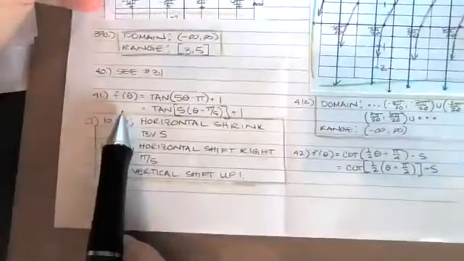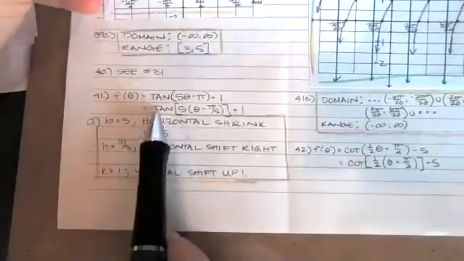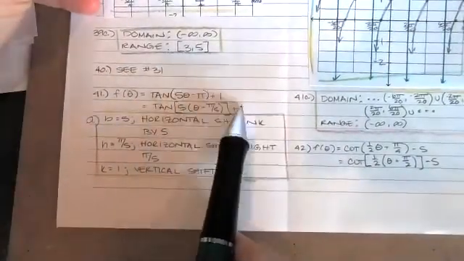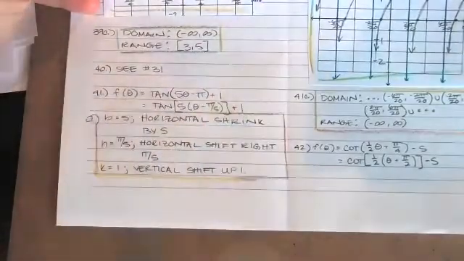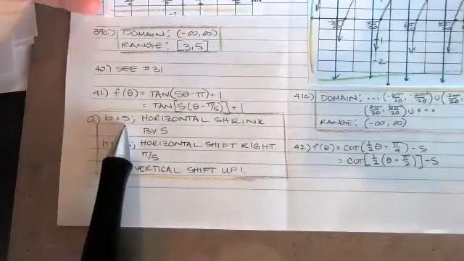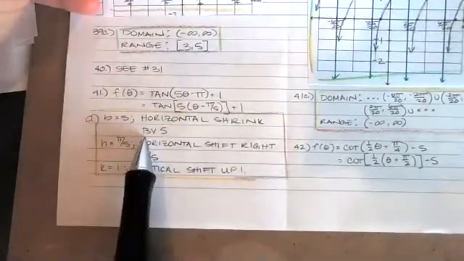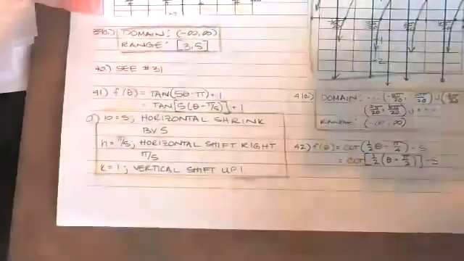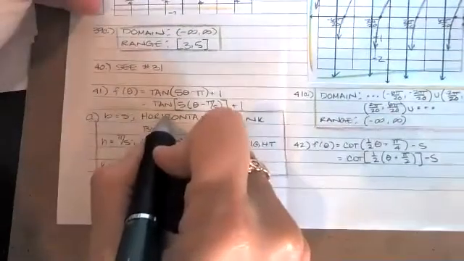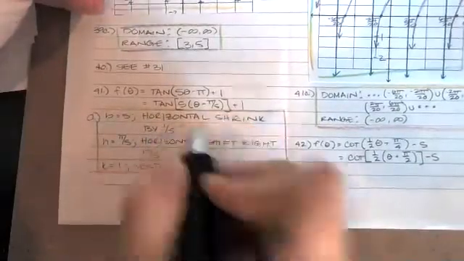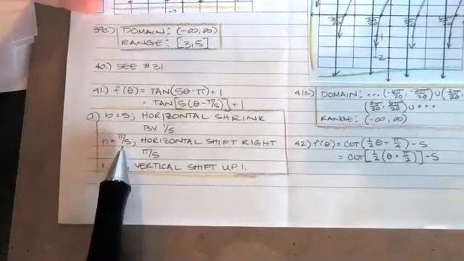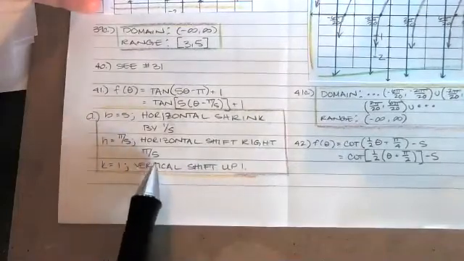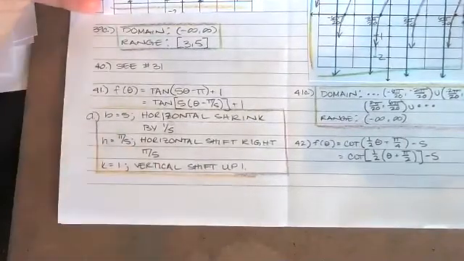So 41 says f of theta equals a tangent of 5 theta minus pi, and then plus 1. Again, b is not 1, so I factor that out. Then my description, so b is 5. That gives us a horizontal shrink by 1/5. We also have that h equals pi over 5. That's a horizontal shift right pi over 5. And then k equals 1 is a vertical shift up 1.